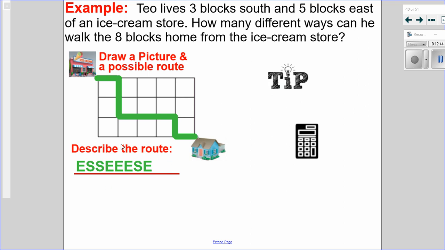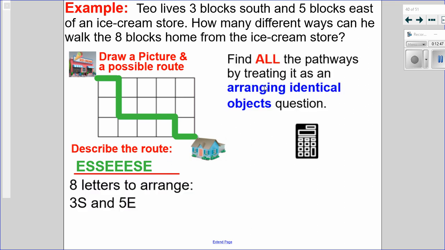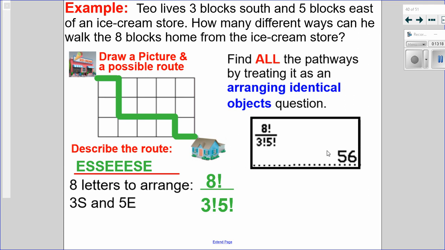So this is kind of like a repetition question. I can find all the pathways if I treat it like arranging identical objects. So see how there are 8 letters? There are 8 letters that we want to arrange. 3 of them are S's for south, and 5 of them are E's for east. So I can put that all together like this. 8 factorial ways of arranging all those 8 letters. Divide out the repetition. 3 factorial ways of arranging the identical S's, 5 factorial ways of arranging the identical E's. Put that in our calculator and we can see there are 56 ways for him to go from the ice cream store home.